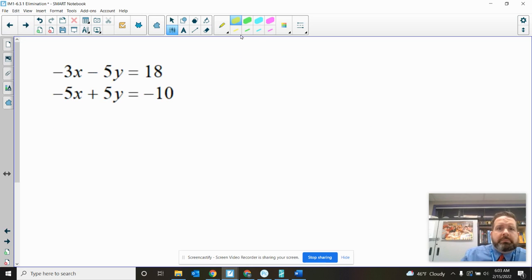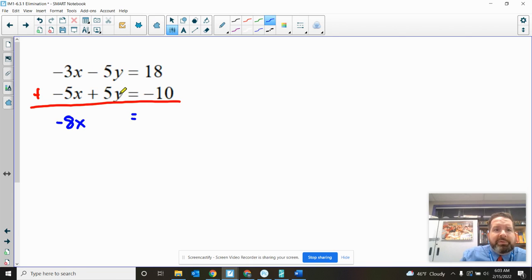Well, let's go again. Once again, things are set up real nicely for us here. I already have a set of opposites. This time, though, notice it's the y's that are going to cancel each other away. So take our equations, add them together. Negative 3x minus 5x is going to be negative 8x's. Negative 5y plus 5y is 0 y's. No more y's, that's why we call it elimination.